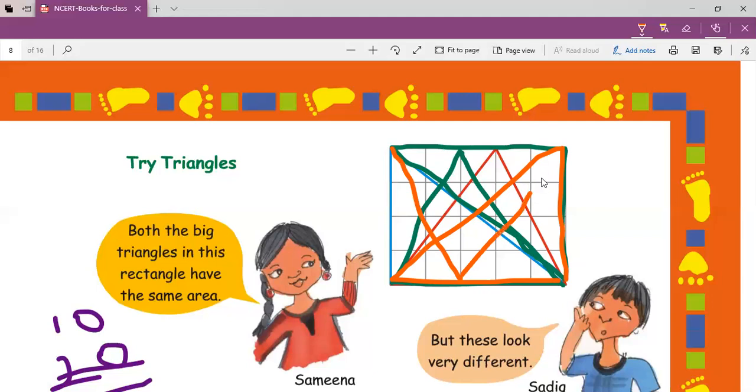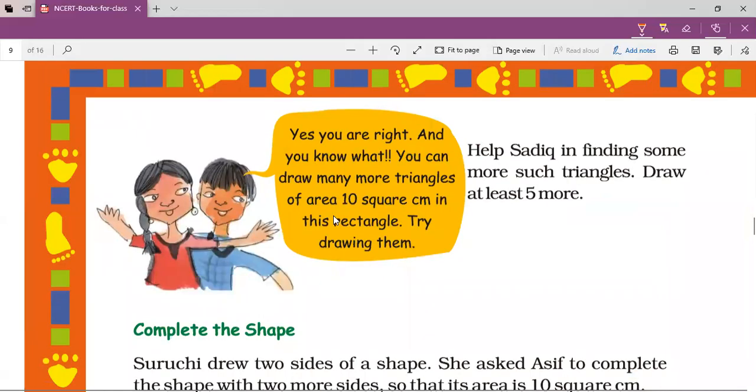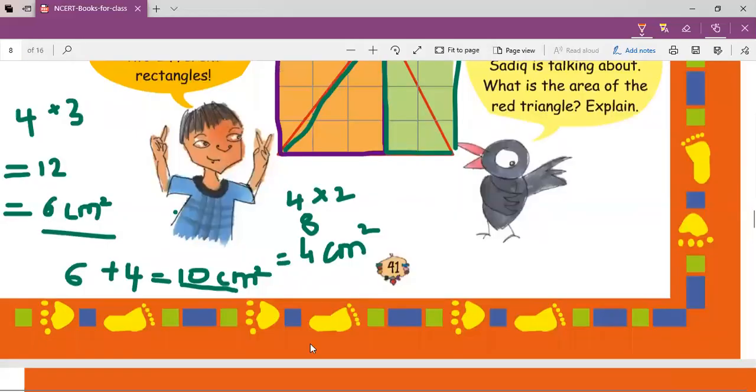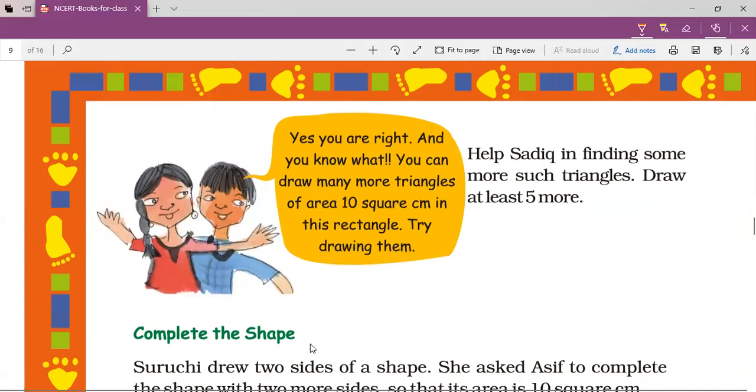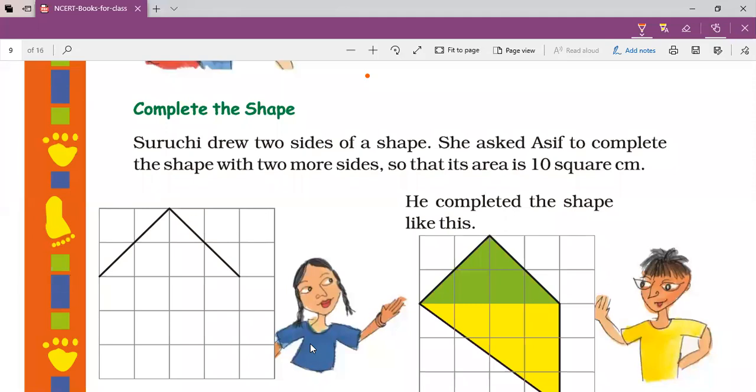Are you understanding how I'm drawing it? Because it's very important. If I draw opposite this side, finish. So all 5 I had drawn for you. Understood how to draw the 5 triangles? Yes. They had asked us to draw at least 5 more, so we had drawn at least 5 more. So let's see the next part.